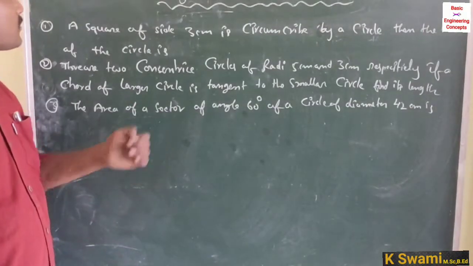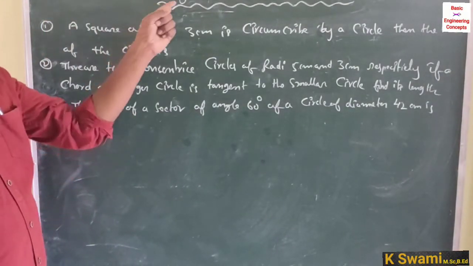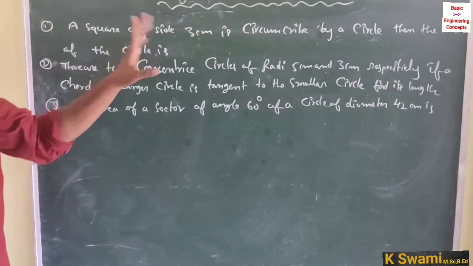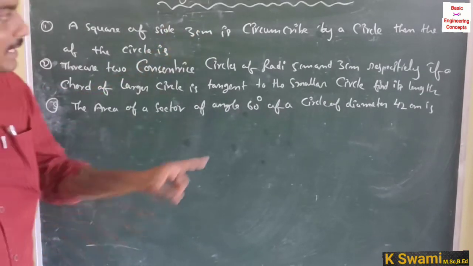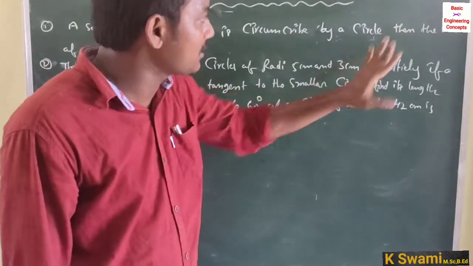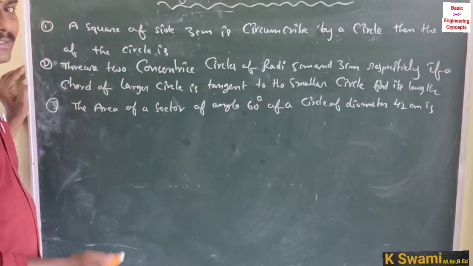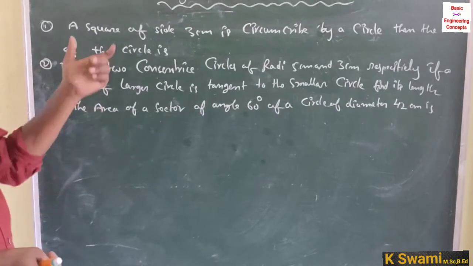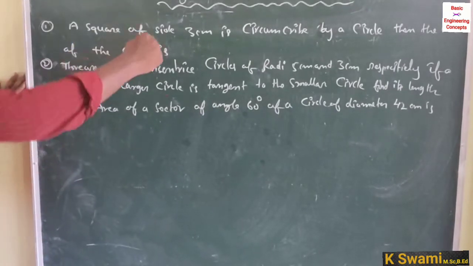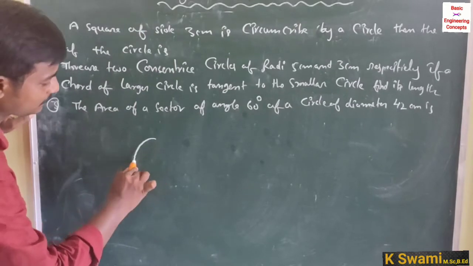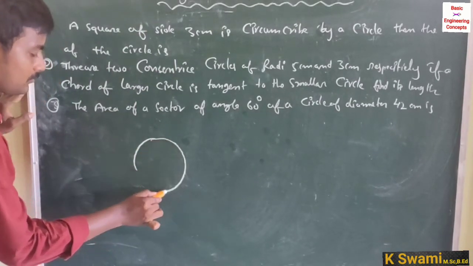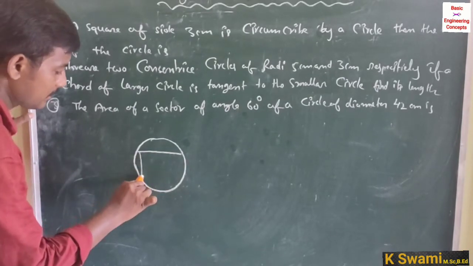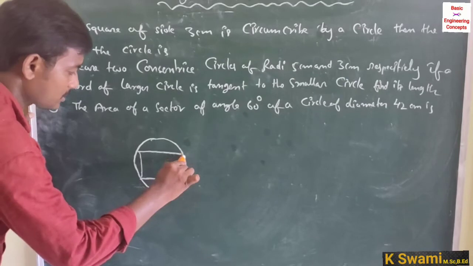Previous questions from 2018 from tangents and secants to a circle. The first question: a square of side 3 centimeters is circumscribed by a circle, then the area of the circle is. Four options are given. Let us directly do the solution. Thus, a square is circumscribed by a circle. First draw a circle, and this is the square in the circumscribed circle.